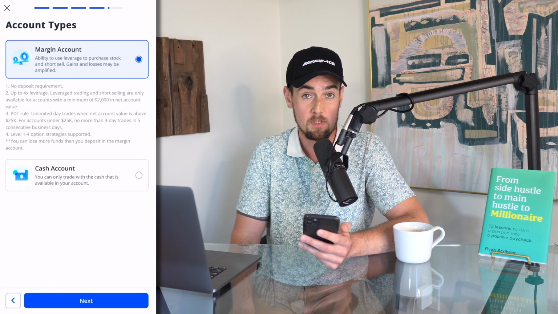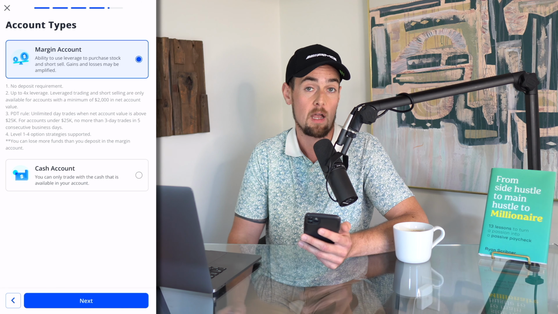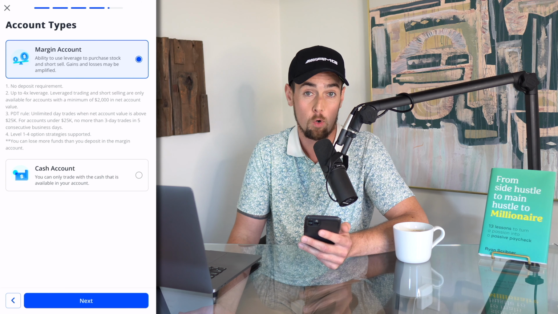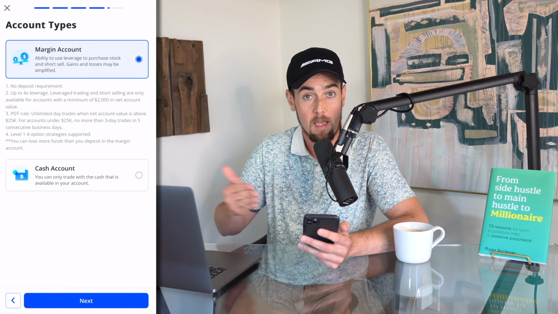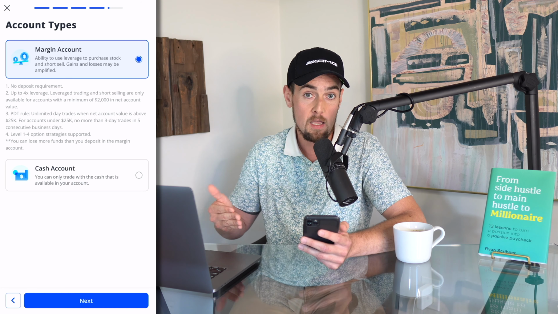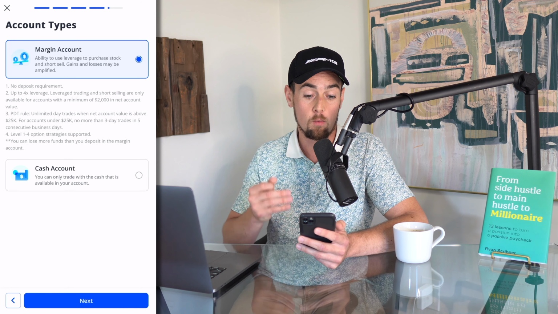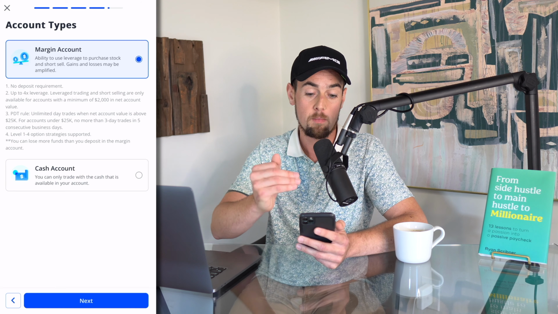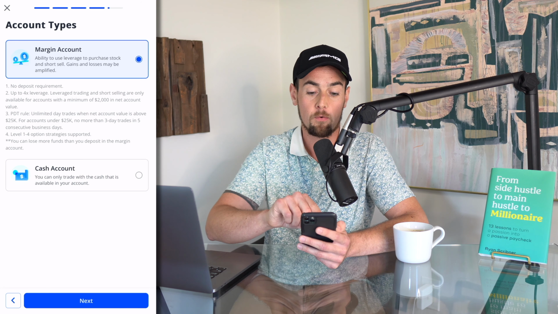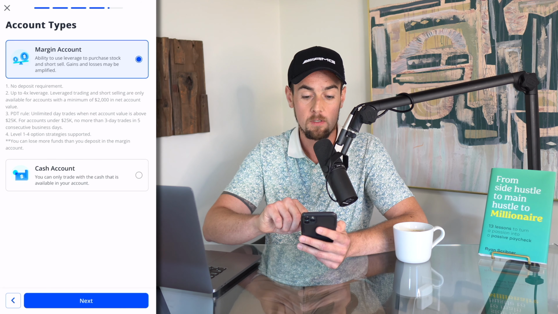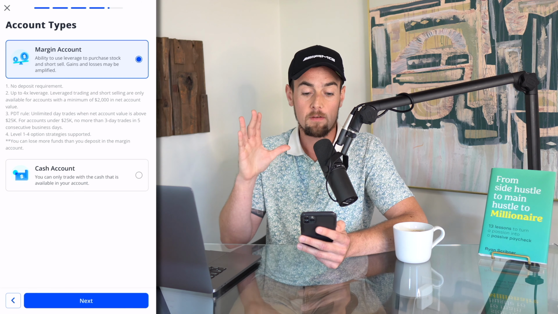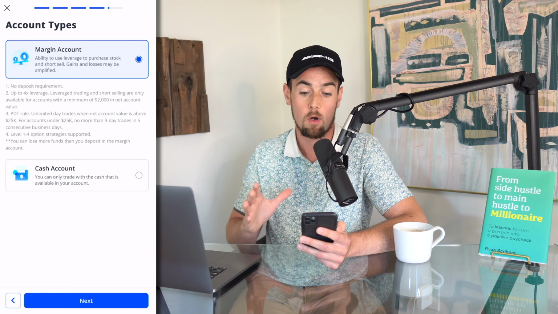Now, if you're using apps like this for long-term investing and dollar cost averaging, you probably don't need to worry. But if you're trying to trade in and out of stocks in the same day or in the same week frequently, then you might want to look into a margin account just to get around the PDT pattern day trader rules. For accounts under 25,000, no more than 3 day trades in 5 consecutive business days are allowed.